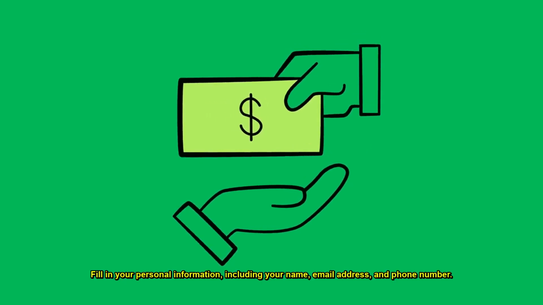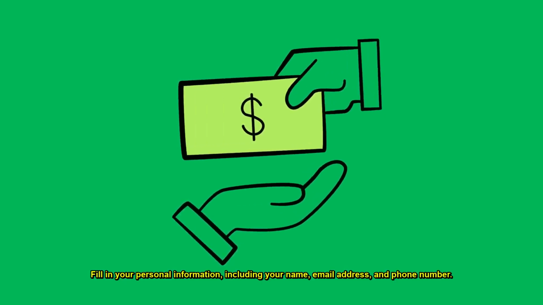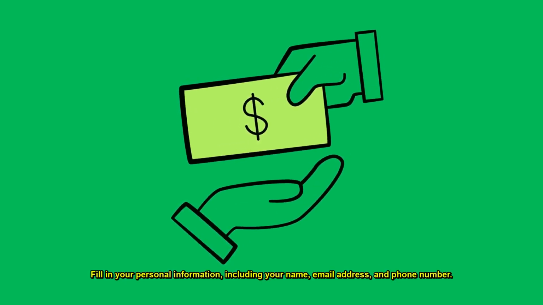Fill in your personal information, including your name, email address, and phone number. Next, you'll need to provide your social security number. Be sure to enter your date of birth and address as required. Once you've filled in the necessary fields, click Continue to proceed.